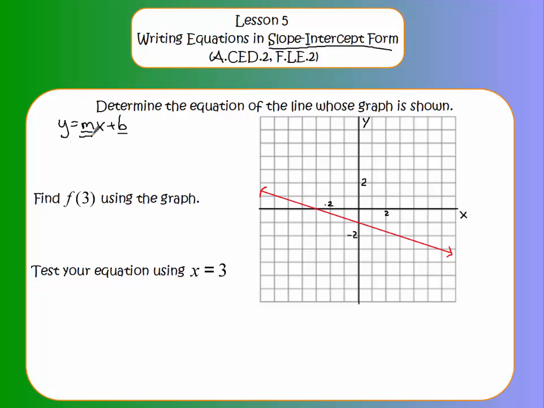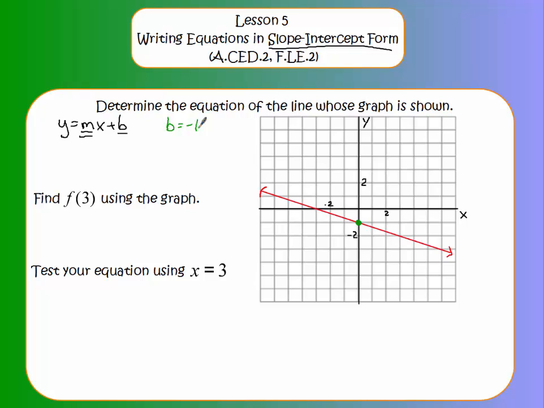For example, what is the y-intercept in this graph over here? Well, I find the y-axis and I find where our line intersects it, and it is right there. So the y value where this line intersects that axis is -1. So I know that the b is -1.